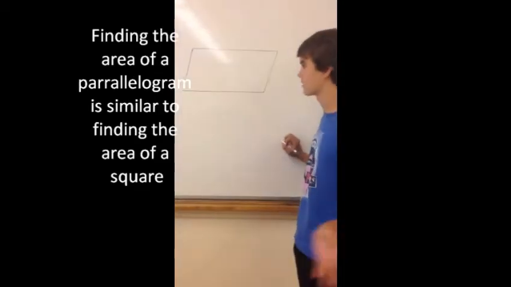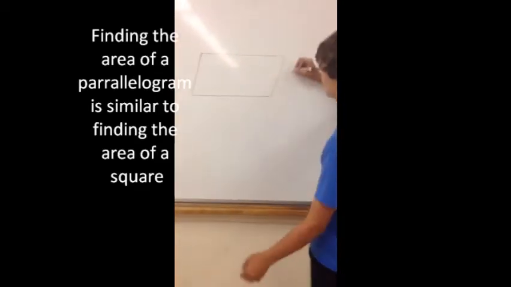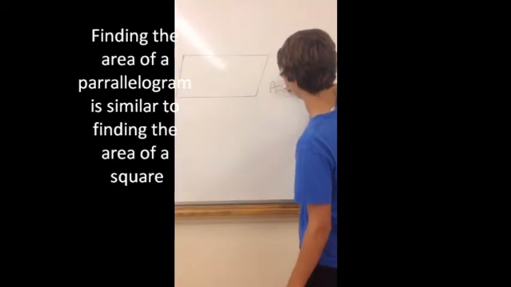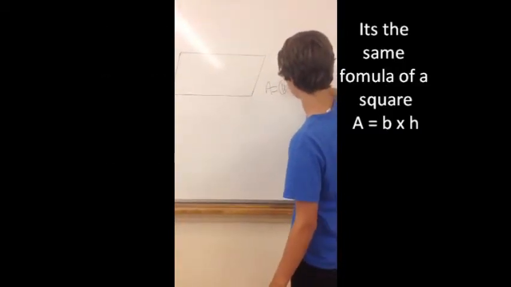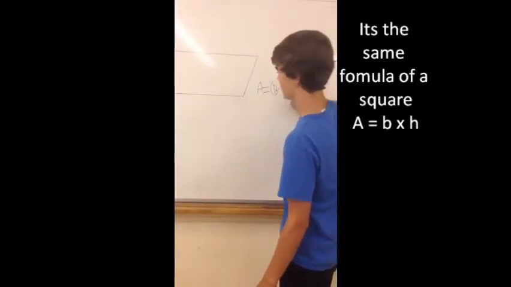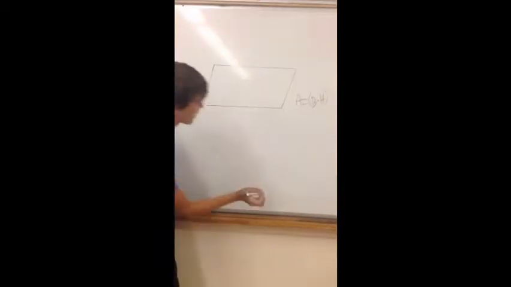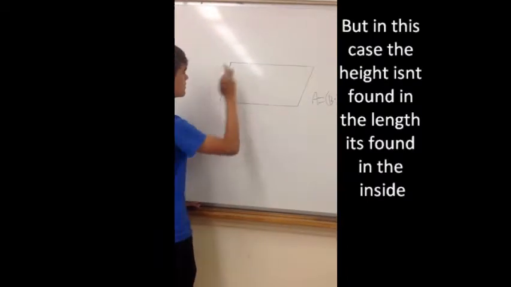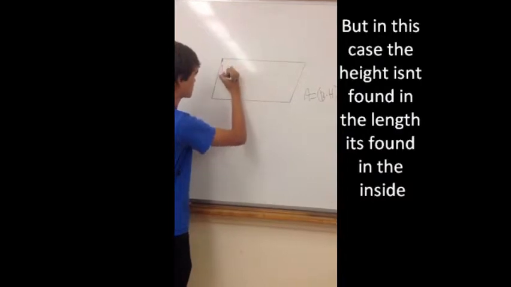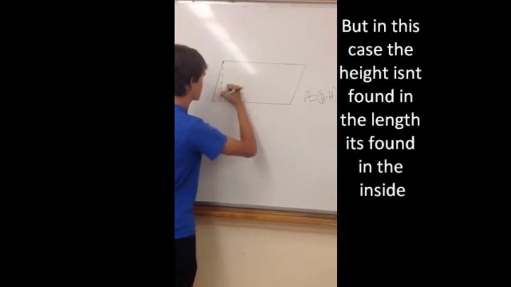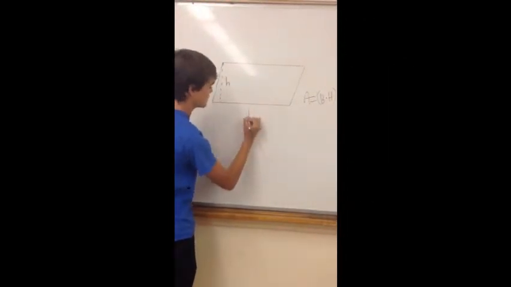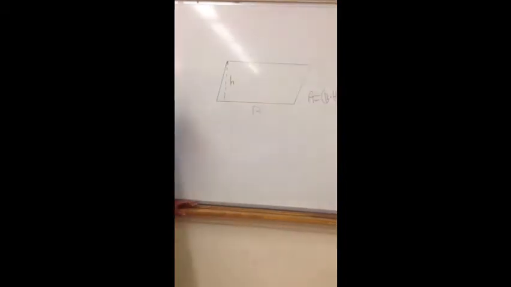Finding the area of a parallelogram is not like finding the area of a square. It's the same formula: area equals base times height, except in this case, the height is not found in the length, but rather in the side. That's the height, that's the base.